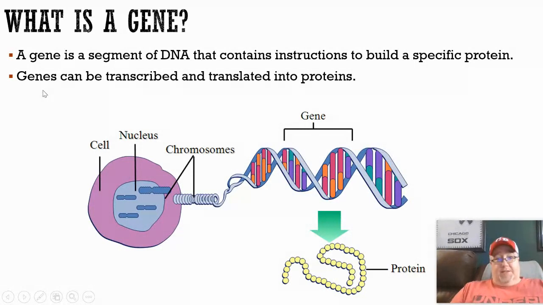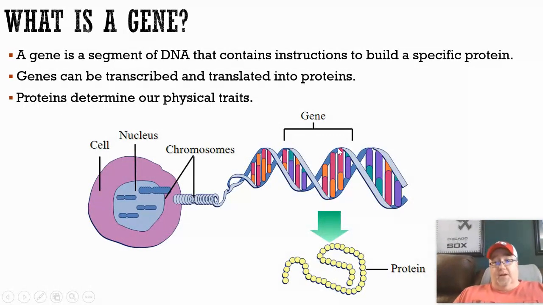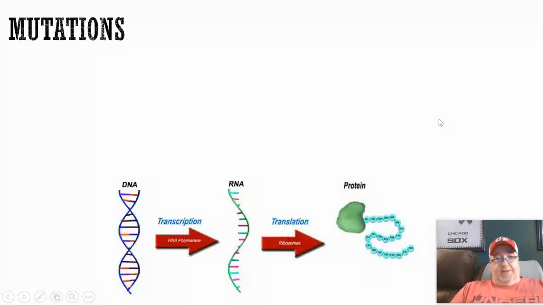So we know that genes can be transcribed and they can be translated into proteins, through that process of protein synthesis. Now, our proteins are what determines our traits. So, indirectly, these genes control our traits because they control what proteins get built. And what proteins get built is what we physically express as our physical traits. So I think it's important to understand this.